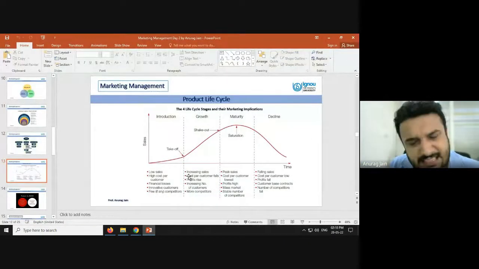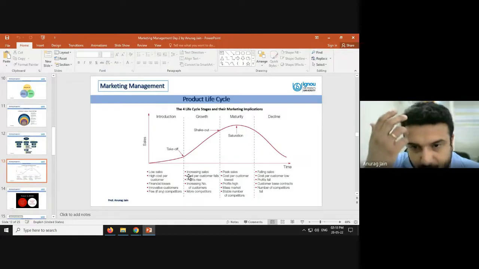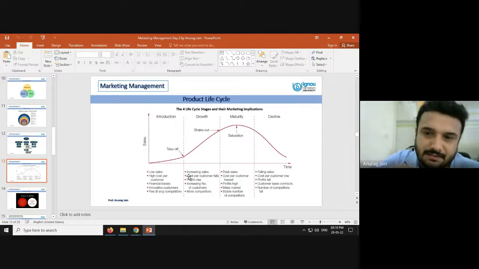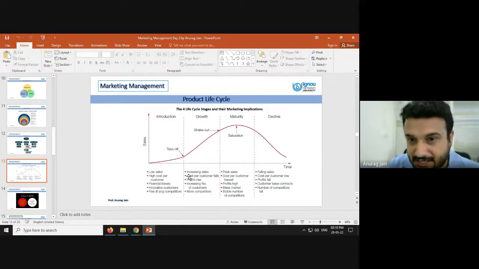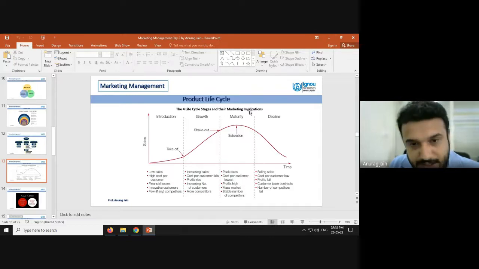So this may vary from one product category to another product category, but most of the products go through all these stages. There are some exceptions, products which don't go through all these possible stages, but most of the products go through all these four stages, and these are known as product life cycle stages.